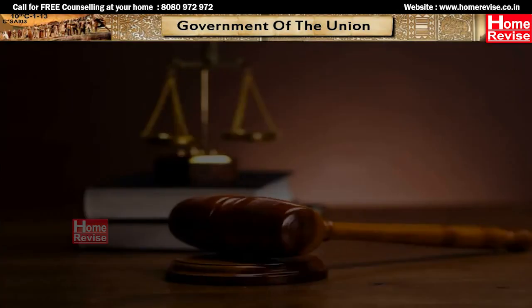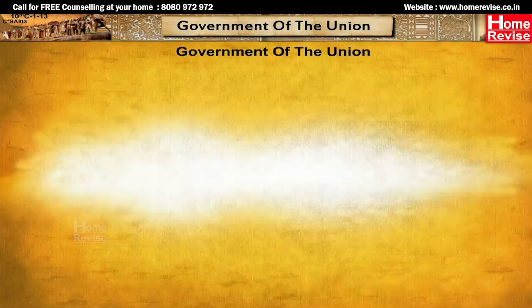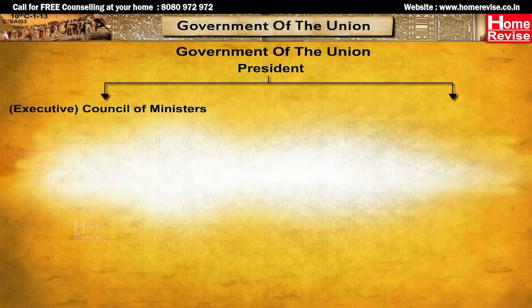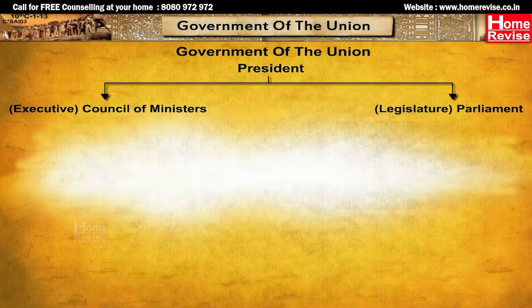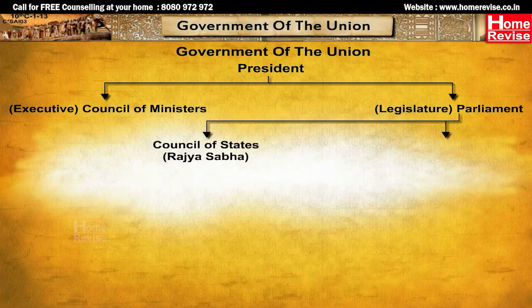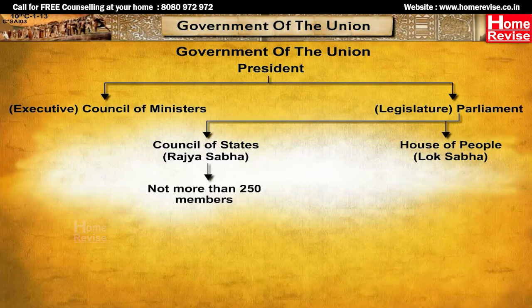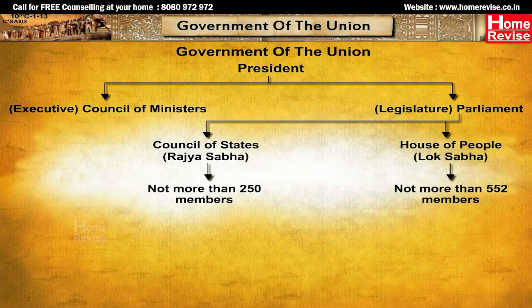Government of the Union. The Government of the Union is headed by the President. Under him is the Executive, which is the Council of Ministers, and the Legislature, which is also known as the Parliament. The Parliament has the Council of States or Rajya Sabha and the House of People or Lok Sabha. Rajya Sabha has not more than 250 members and Lok Sabha has not more than 552 members.